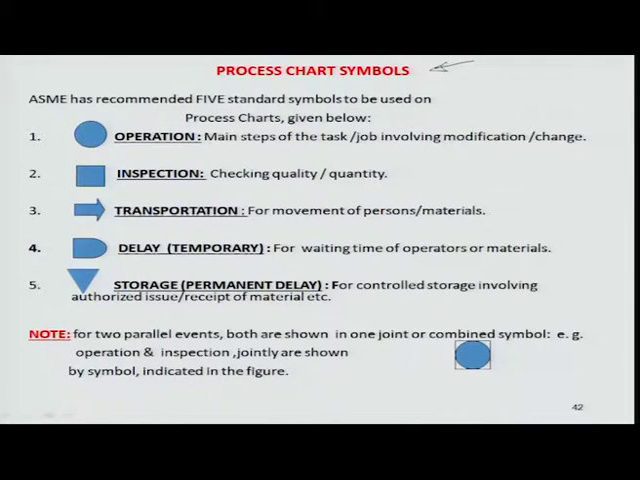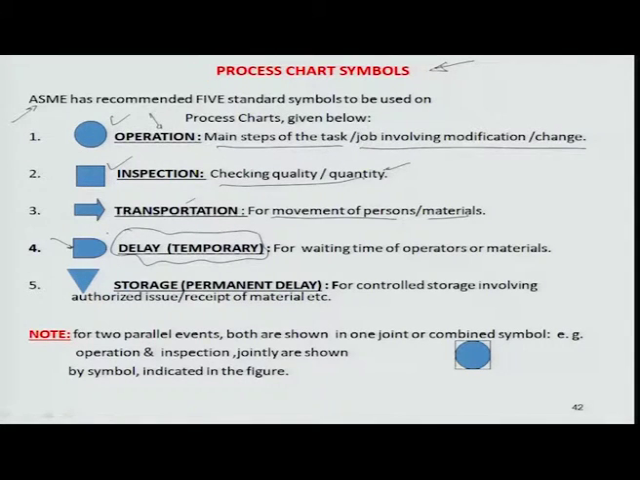So typically the American Society of Mechanical Engineers has recommended 5 different symbols which are used for process charts. They are: the circle related to an operation. This is the main step of the task or job involved in the modification or change. There is inspection recorded by a square, which checks the quality or quantity of what has been produced in the last step. There is also an arrow symbol which represents transportation, particularly for movement of persons and materials. There is also a D symbol which represents delays, particularly temporary delays.